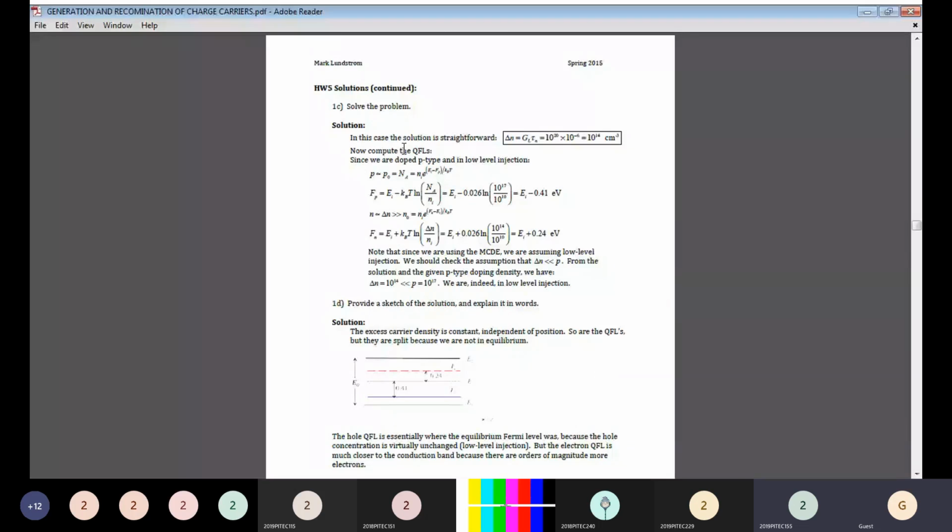In this case, the solution is straightforward. Delta n equals G_L times tau_n, which equals 10^20 times 10^-6, which equals 10^14 per cubic centimeter.